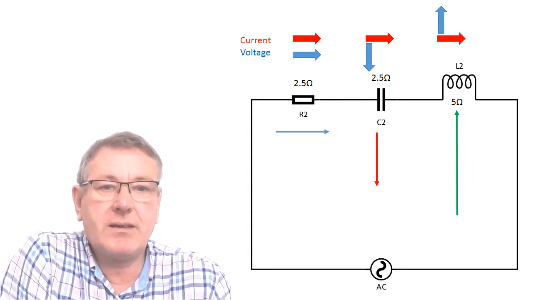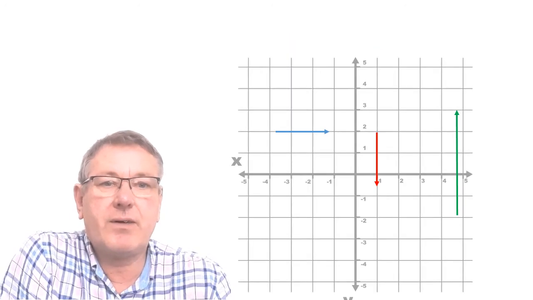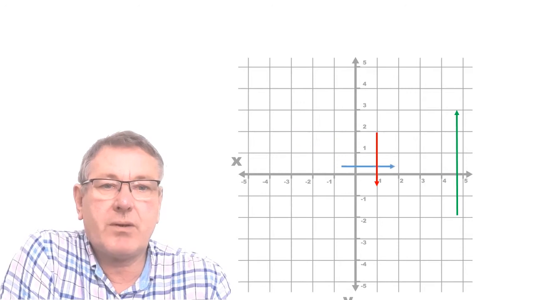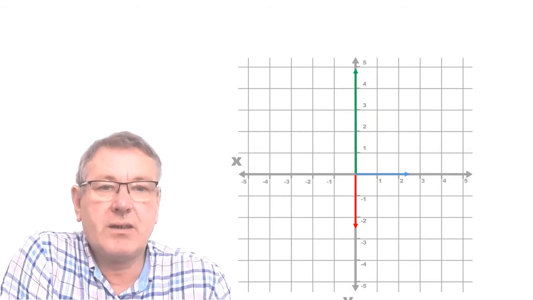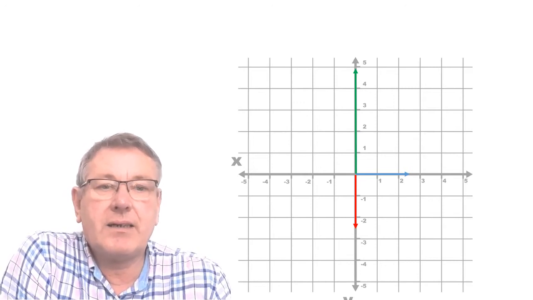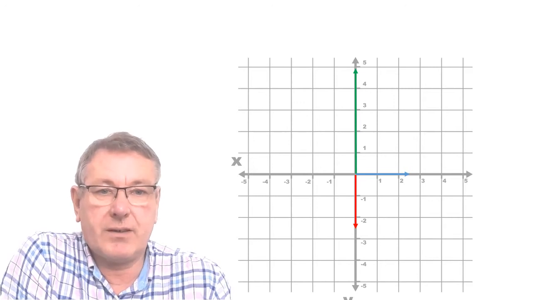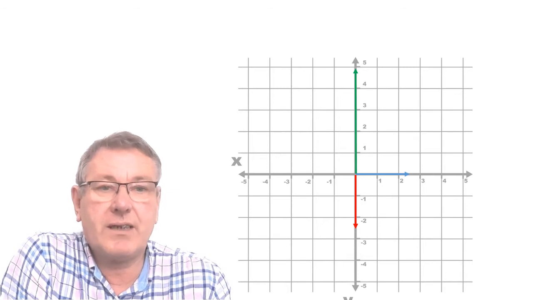Okay, so we'll take the circuit diagram off, and we'll plot these phasors onto a phasor diagram. We'll plot the resistance on the x-axis, and we'll plot the reactance of the capacitor and the inductor on the y-axis. The first thing to notice is that the capacitor has a negative value. We're going from the origin and pointing down, so it's got a negative value. Now a capacitive reactance always has a negative value.